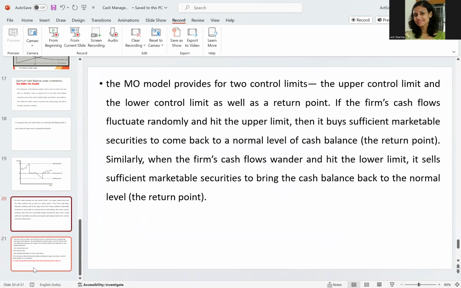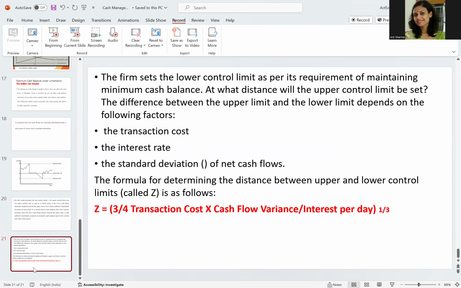So here there is a formula according to the Miller-Orr model by which we determine the optimum cash balance, that is Z is equal to (3/4 × transaction cost × cash flow variance divided by the interest per day) to the power 1/3.